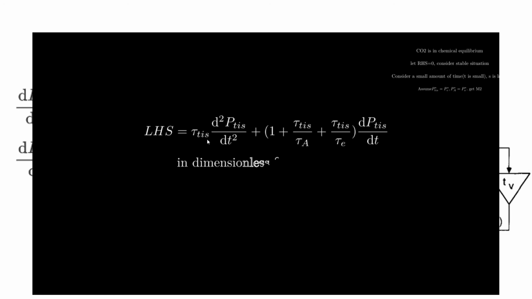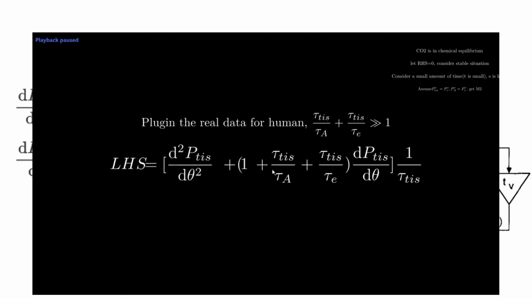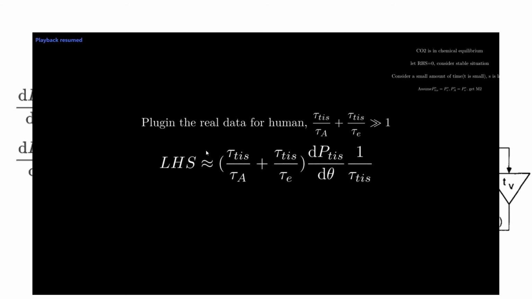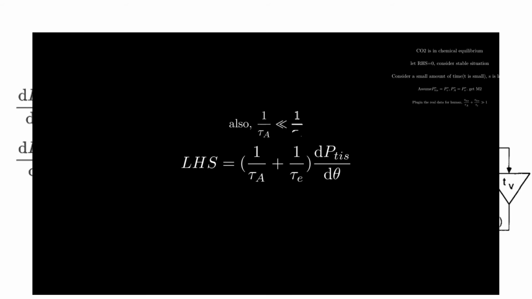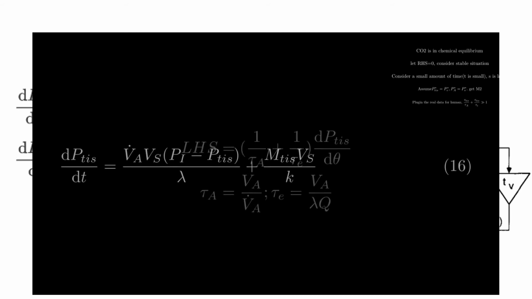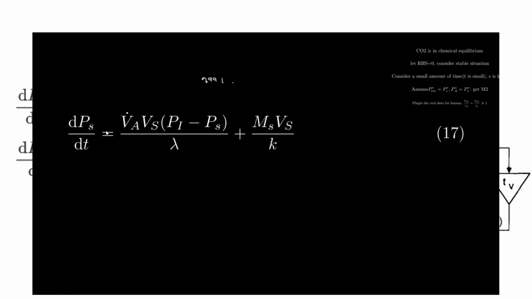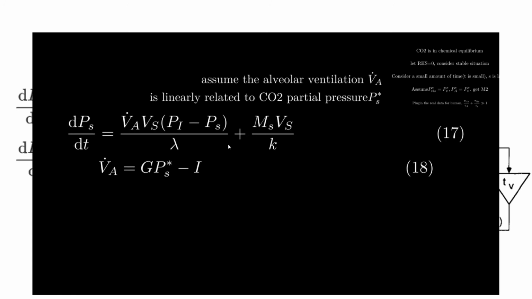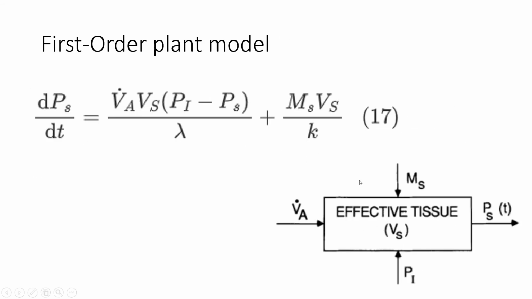But now we are trying to find under what condition we can omit the second derivative term. So they first use the dimensionless trick. Then they plug in the real data for human beings. They find that this term is much greater than 1, so they omit the second derivative term. And also you can find a lot of things you can omit and plug back in the tau. Because we only have one compartment, we can change the subscript to S. Now this is our model 3. In this picture you can see we combine everything into one effective tissue.